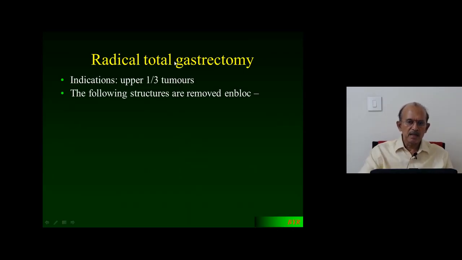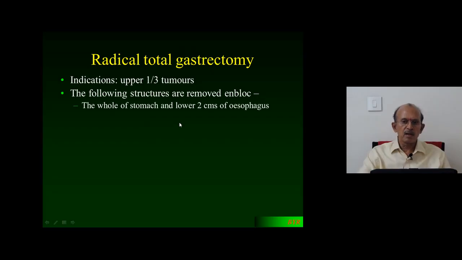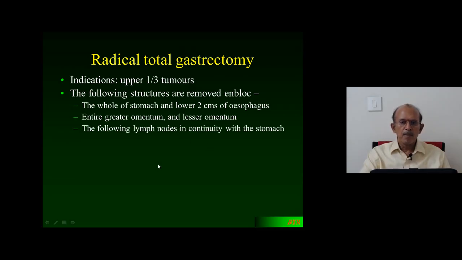Radical total gastrectomy. Indications: upper 1/3 tumors and upper 2/3 tumors. The following structures are removed en bloc: the whole of the stomach and lower 2 centimeters of the esophagus, entire greater omentum and lesser omentum, and lymph nodes are removed in continuity with the stomach.